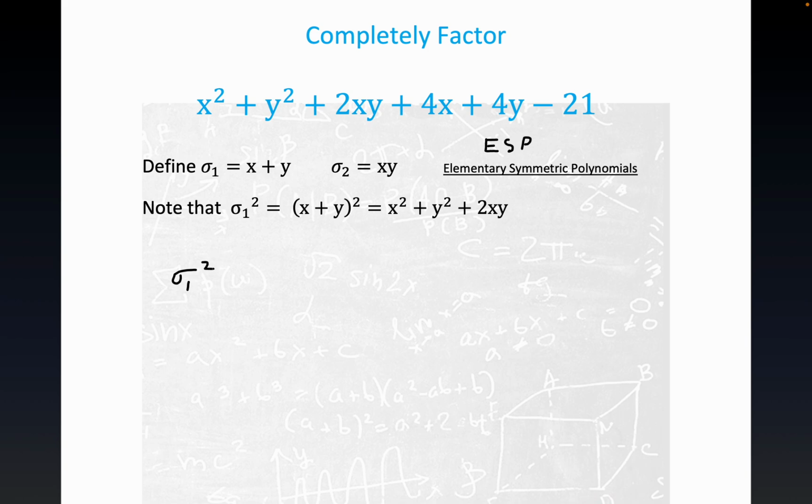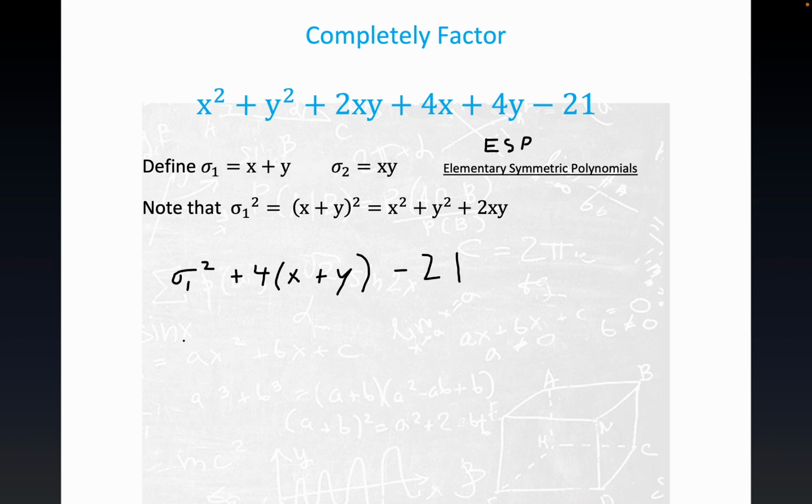Okay, again, I'm not recopying this. Sigma 1 squared is literally equal to the first three terms of this six-term expression that we're trying to factor. Now notice that 4 is common right here, so we can write this as 4 times x plus y, minus 21. Check this out. Of course, this x plus y is equal to just sigma 1.